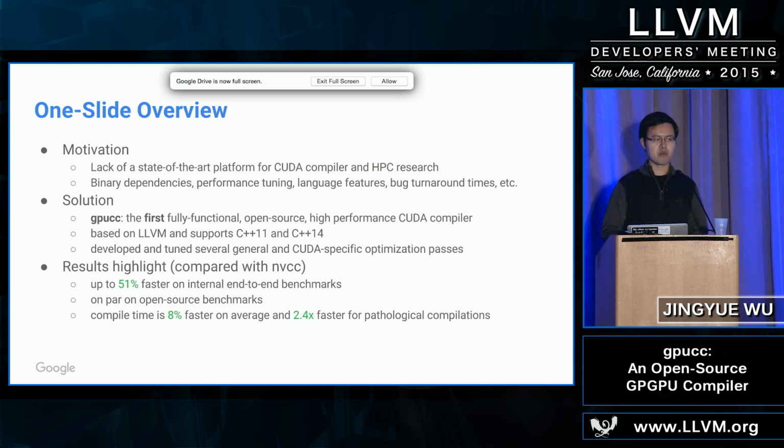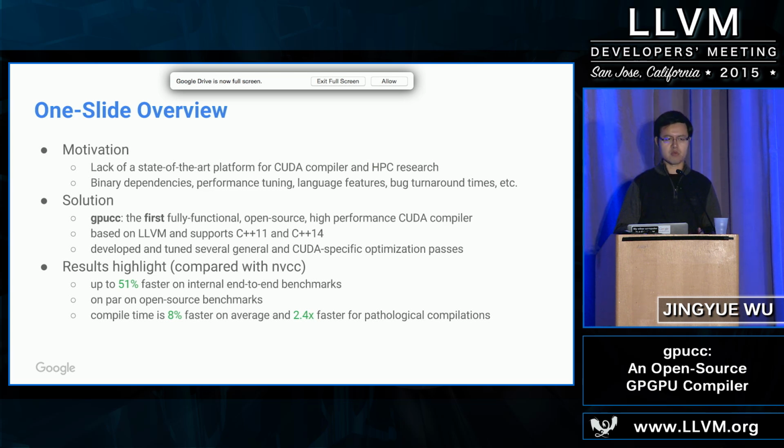It's not the only problem for research, it's also a problem for industry because large data center operators want to avoid vendor-provided binaries as much as possible for many reasons. For example, we want to reduce binary dependencies. We want to be able to tune the compiler towards the workloads we care about. We want to enjoy new language features, even if they're not supported by the vendor-provided compilers. And finally, we want to shorten the bug turnaround time. Once we find a bug in the compiler, we don't want to spend a long time communicating with the vendor on where the bug is, etc.